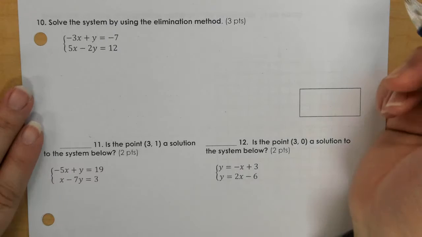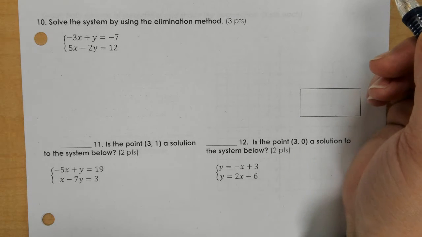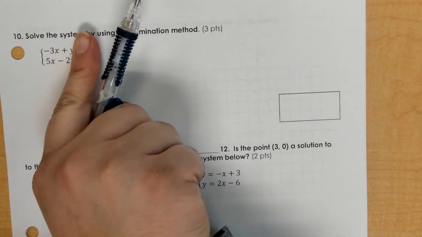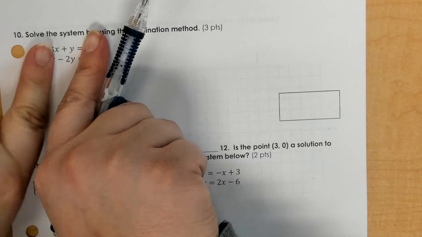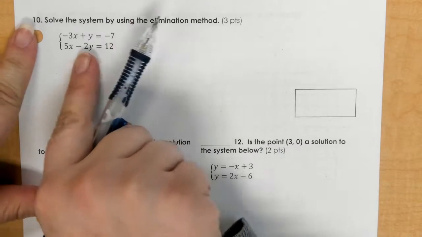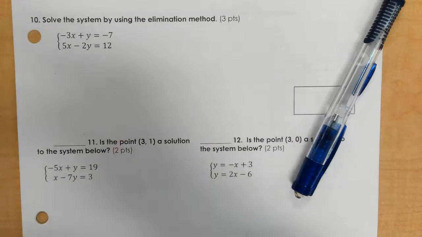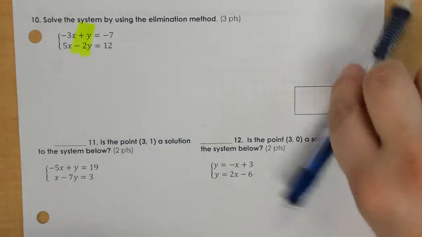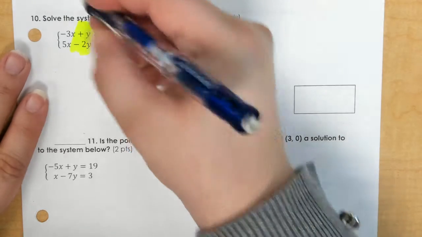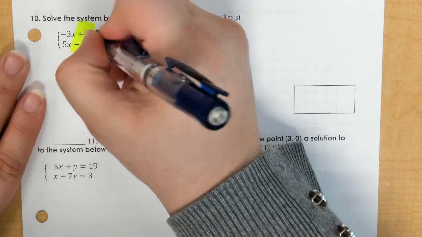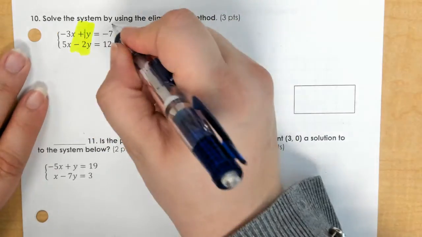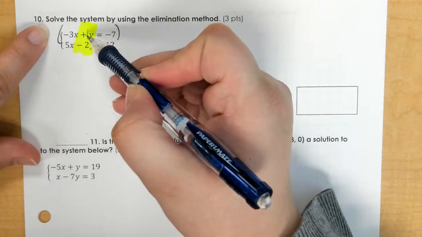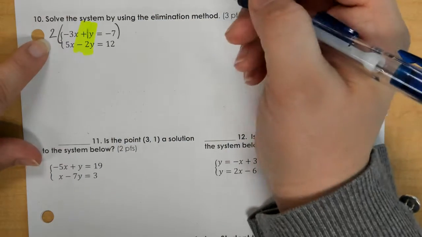For number 10, it says solve the system of equations using the elimination method. And so I have to decide, do I want to cancel x's or do I want to cancel the y's? And in this case, I would cancel my y's. I already have a negative 2y. So I have to figure out how to make this a positive 2. And this is 1. So what do I multiply that by to make that a 2? And it would be 2.